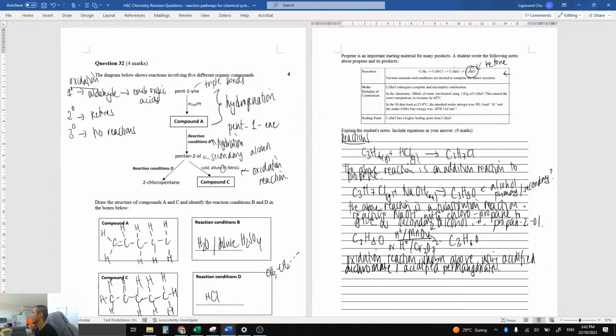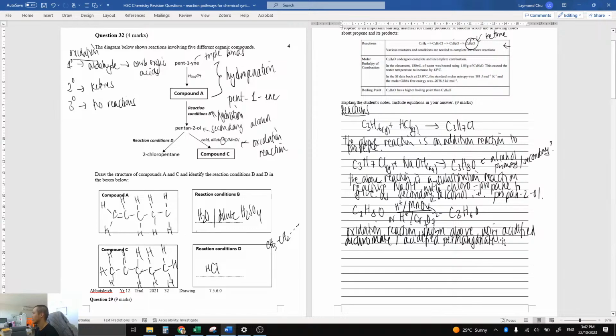Beautiful. Okay, so that's all the reactions talked about. We can then look at molar enthalpy of combustion. If you remember, this is just talking about how much heat energy is released for every mole of that particular fuel source. In this particular case, we're looking at propan-2-ol. It can undergo complete and incomplete combustion. So what is complete and what is incomplete combustion?